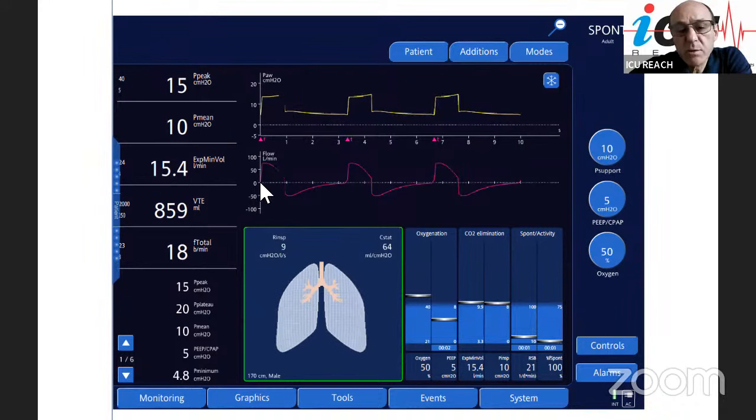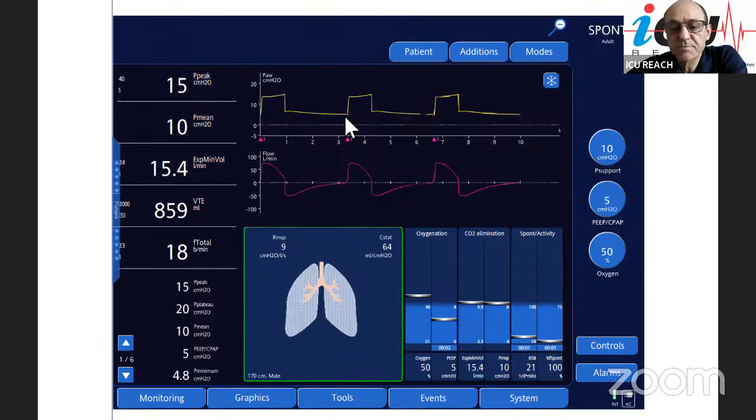Take a look at the flow. The flow is decelerating: it goes up to the maximum inspiratory flow, then decelerates. Once we reach 20 or 25%, whatever is set on the ventilator, the pressure is released. And this is just pressure support mode of ventilation.